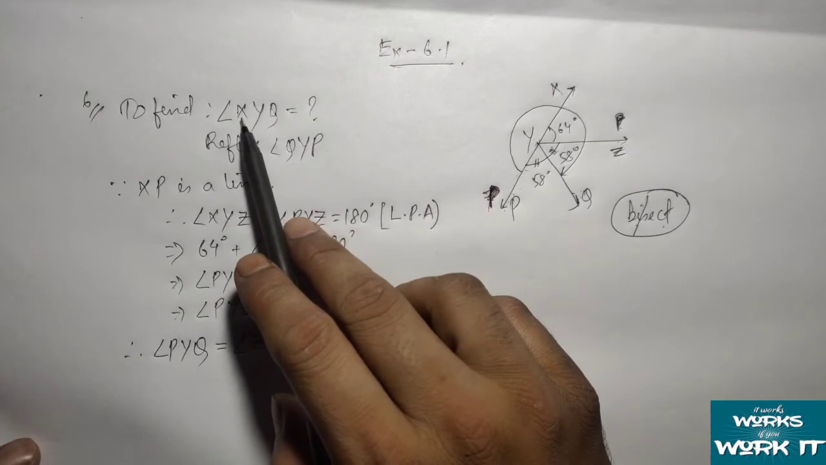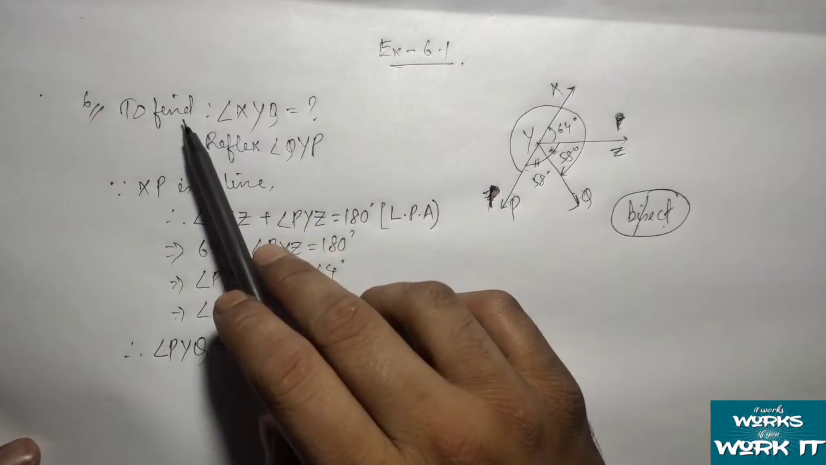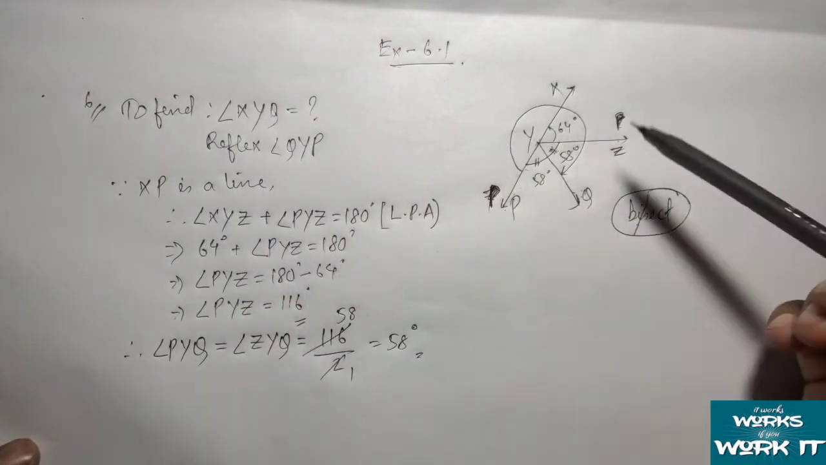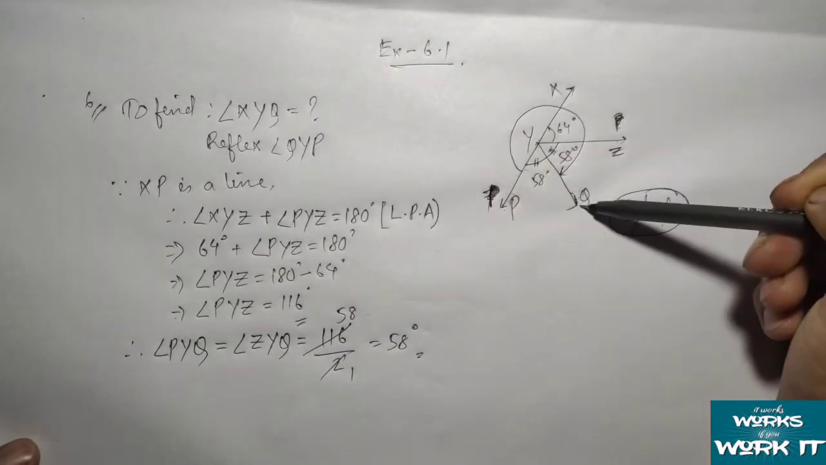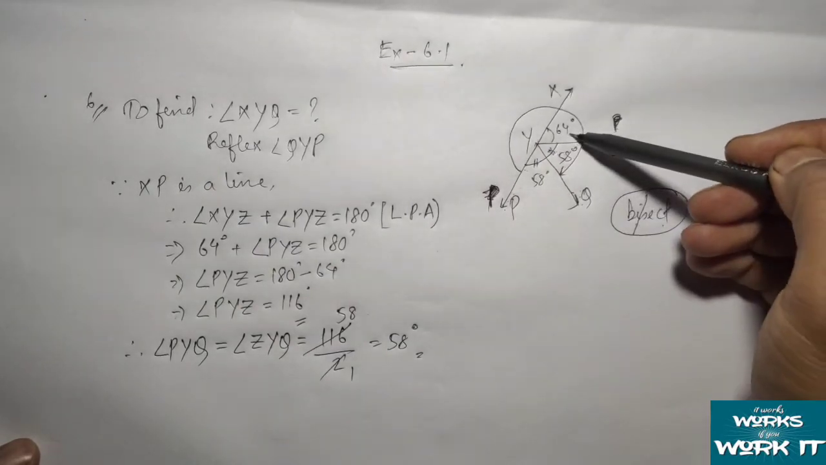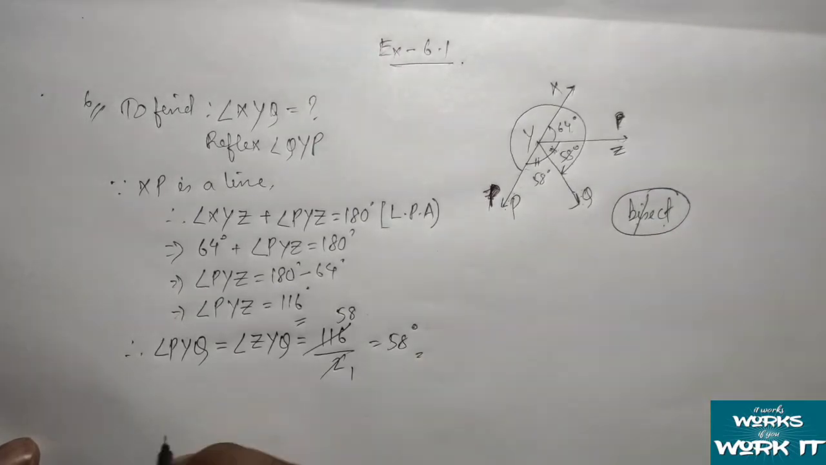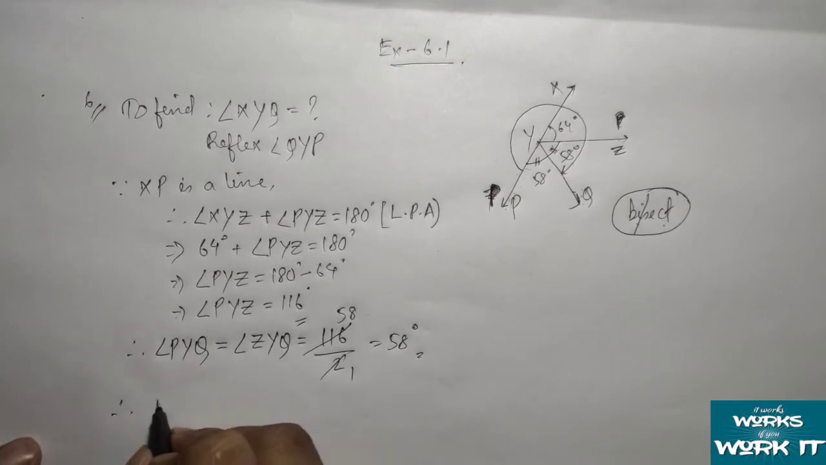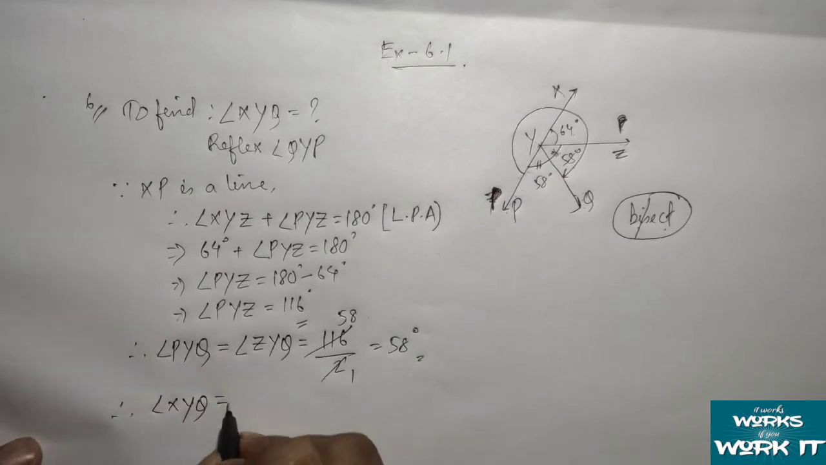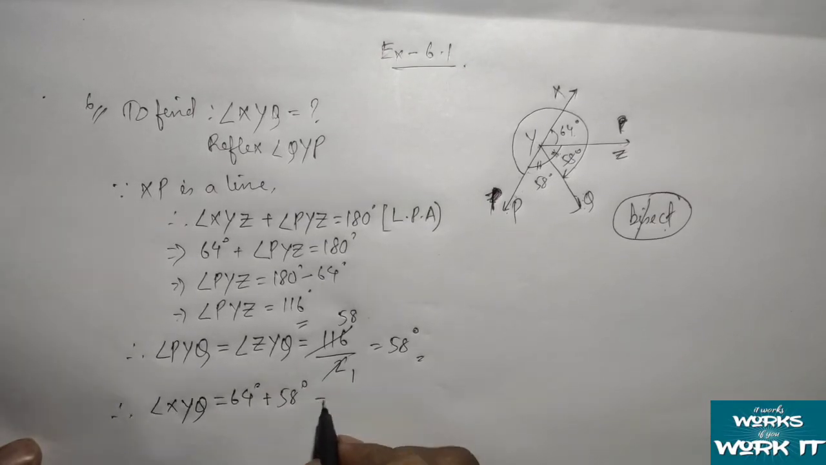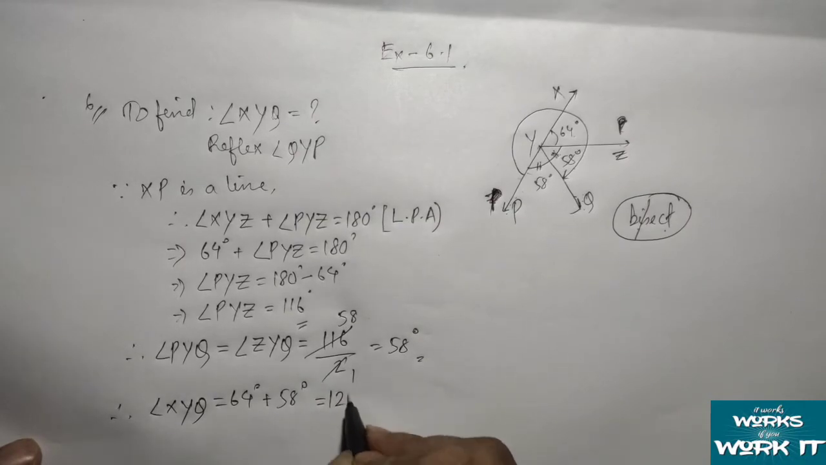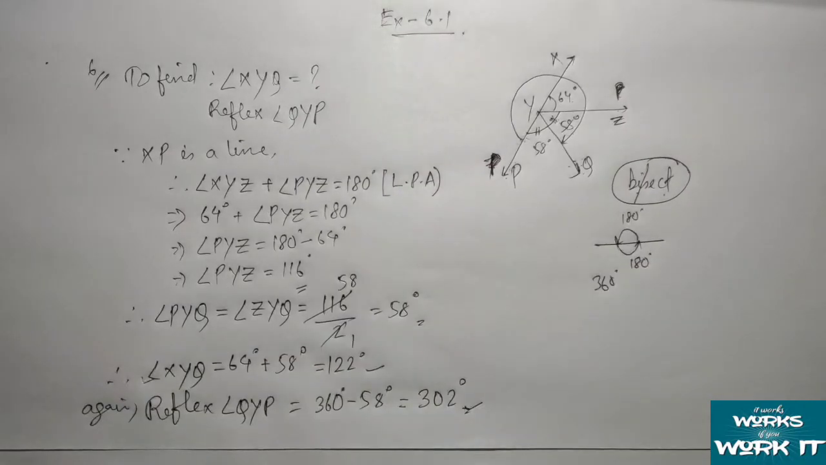Now if I move towards the finding portion, that is angle XYQ. So XYQ, what will it be? If I add this 64 degrees plus 58 degrees, we can get XYQ. Therefore angle XYQ will be equal to 64 degrees plus 58 degrees. It will be 122 degrees. Last is reflex angle QYP, that will be 360 degrees minus 58 degrees, which is equal to 302 degrees.